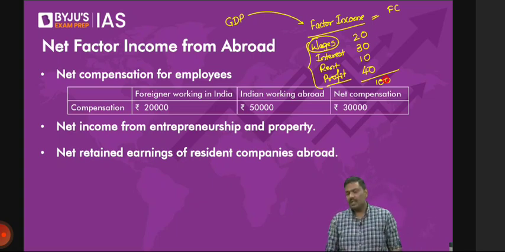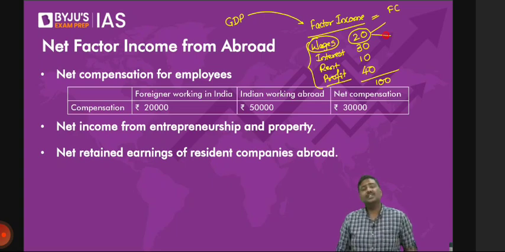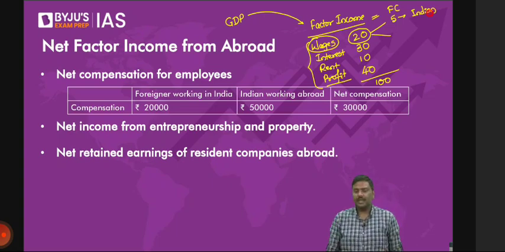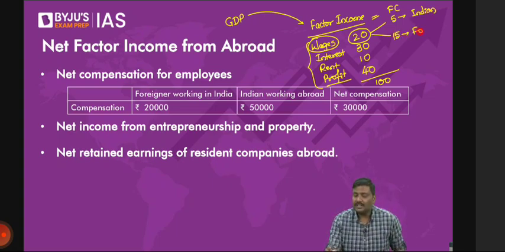But when you talk about wages, imagine out of 20 rupees, this is how the wages are divided. Out of 20 rupees, 5 rupees was earned by an Indian citizen, and 15 rupees was earned by a foreign citizen in India.